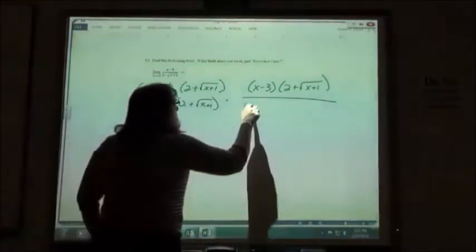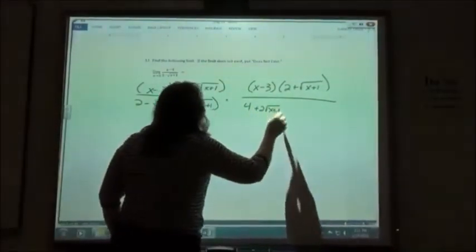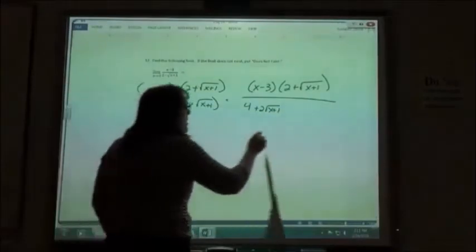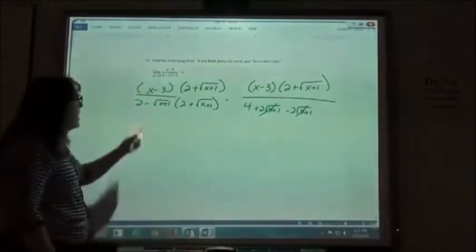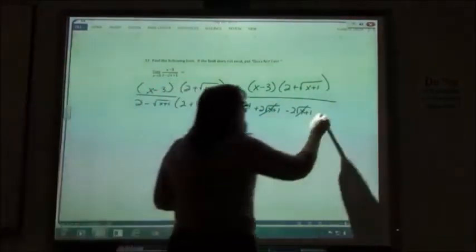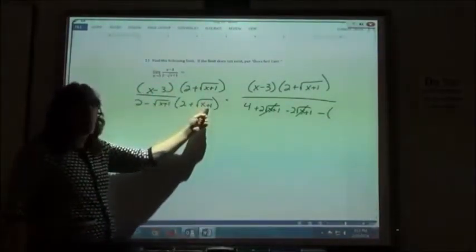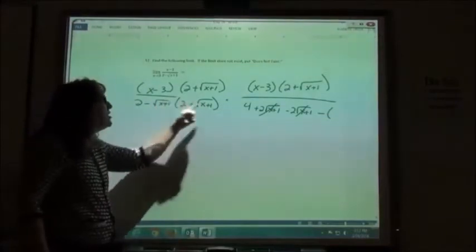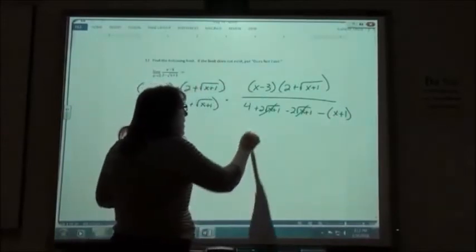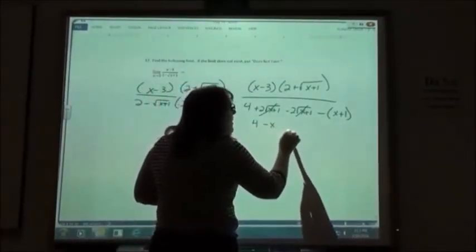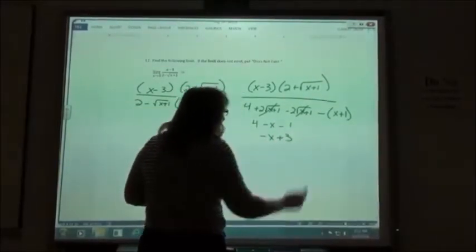2 times 2 is 4. I'm going to get 2 plus 2 times the square root of x plus 1. Then I'm going to get minus 2 times the square root of x plus 1. Those are going to cancel. Here, a negative times a positive is a negative. And then when I take the square root of x plus 1 times the square root of x plus 1, that's squaring that, so I'm just going to get the x plus 1 that's underneath my square root. So I am going to have 4 minus x minus 1, which would be negative x plus 3.